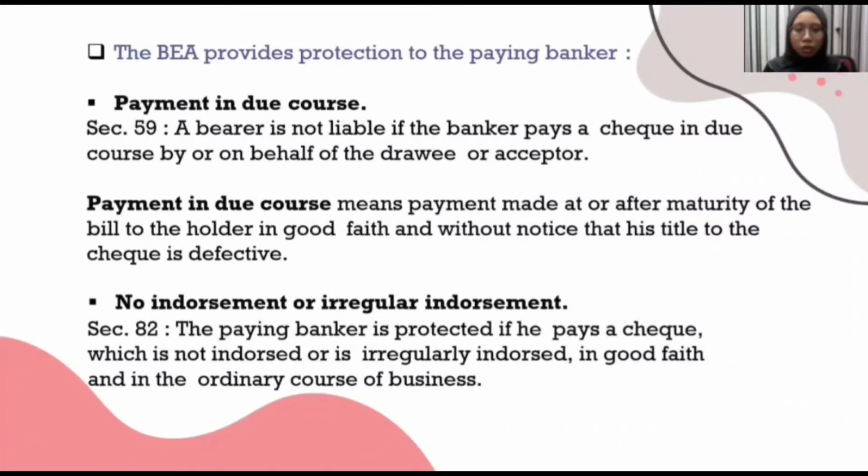Payment in due course means payment made at or after maturity of the bill to the holder in good faith and without notice that his title to the check is defective. Next, if no endorsement or irregular endorsement. In Section 82, the paying banker is protected if he pays a check which is not endorsed or is irregularly endorsed in good faith and in the ordinary course of business.